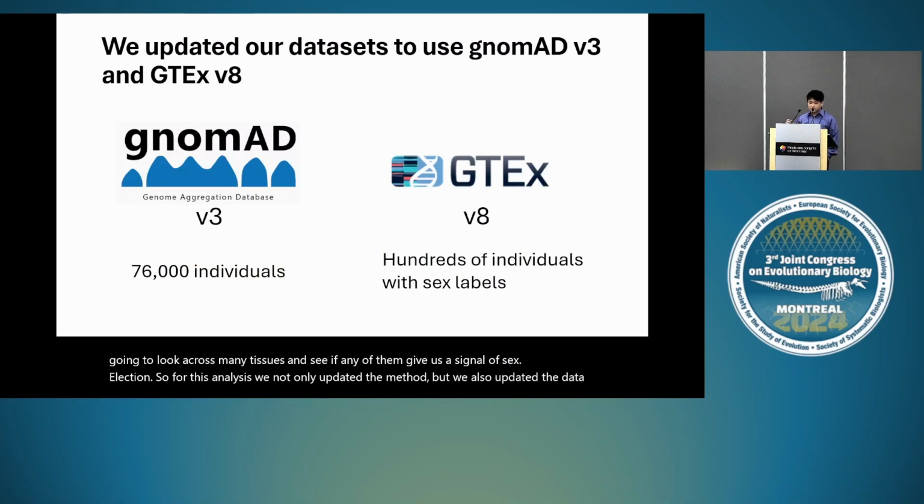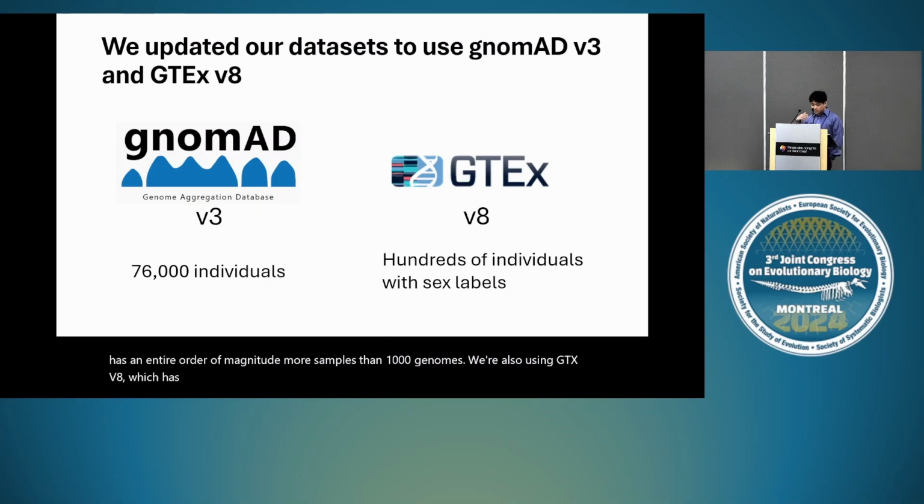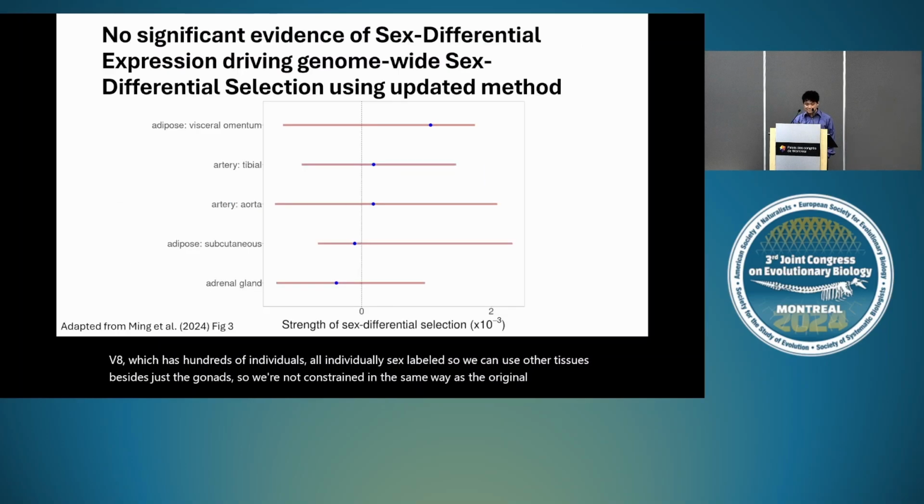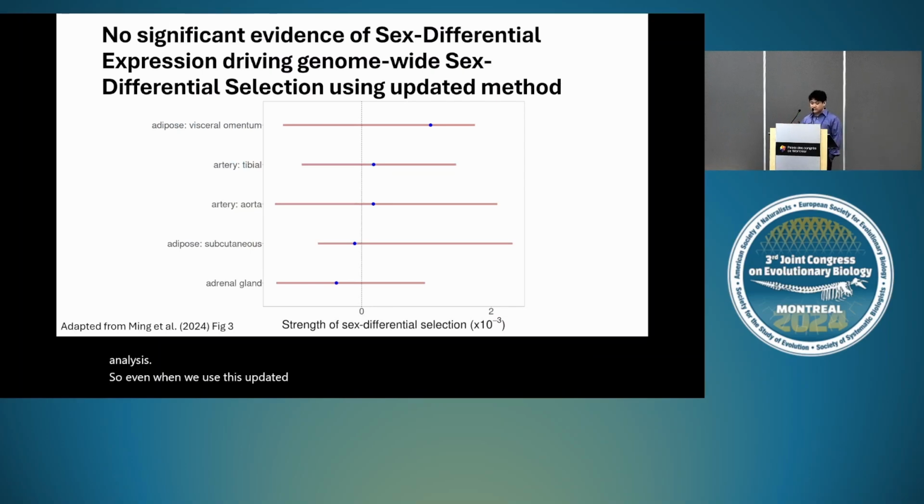So for the next bit, we're using gnomAD v3, another public human data set, and this has an entire order of magnitude more samples than 1,000 Genomes. We're also using GTEx v8, which has hundreds of individuals, all individually sex labeled, so we can use other tissues besides just the gonad. So we're not constrained in the same way as the original analysis. So even when we use this updated method and the updated data sets, we still see no significant evidence of genome-wide signals of sex differential selection being driven by sex differential expression.